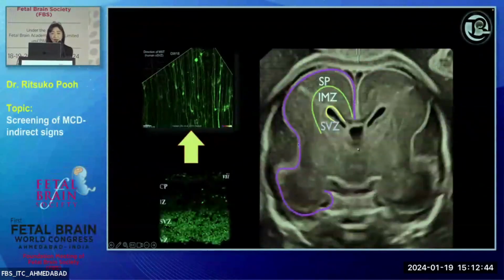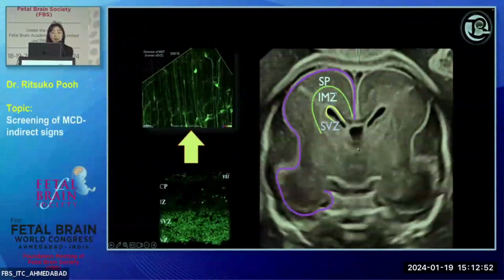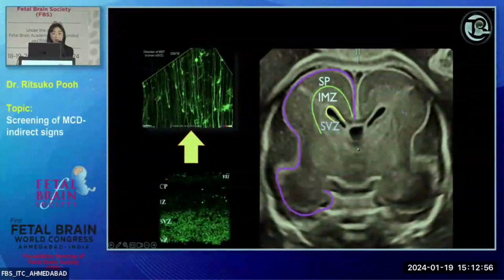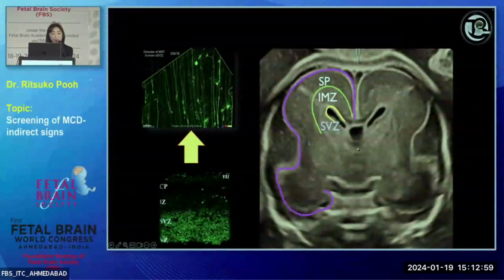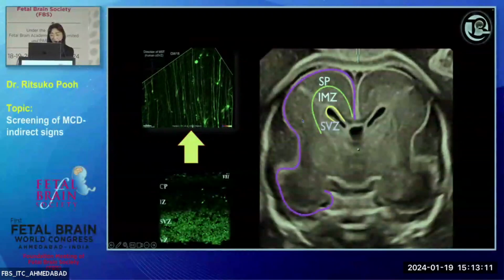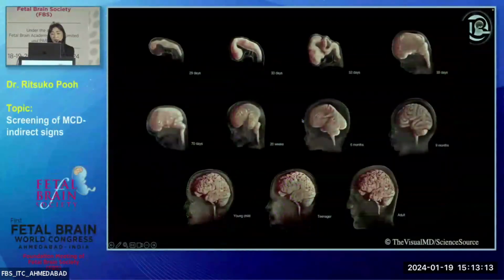And here you can see the ultrasound picture, and you can see the subventricular zone and the intermediate zone, and the border between the subplate and the intermediate zone like this. And here in the subventricular zone, proliferation occurs, and then from there to the cortical plate, the migration occurs. And here you can see the development of the brain.